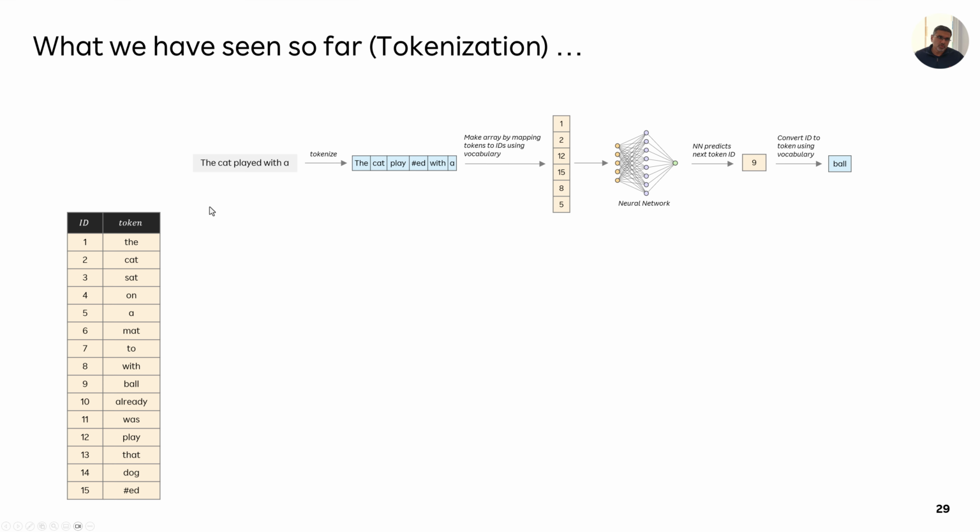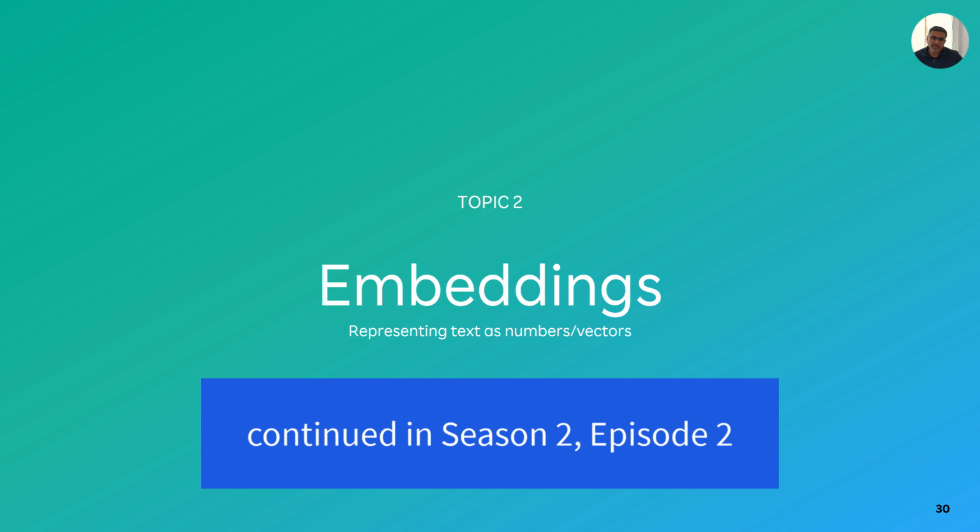So what we have seen so far is how to solve this problem of taking a text input and breaking it up into tokens. The next thing that we're going to look at is what we call embeddings.